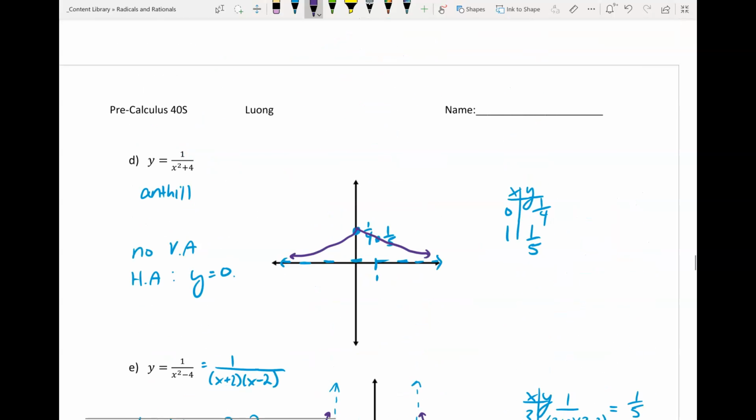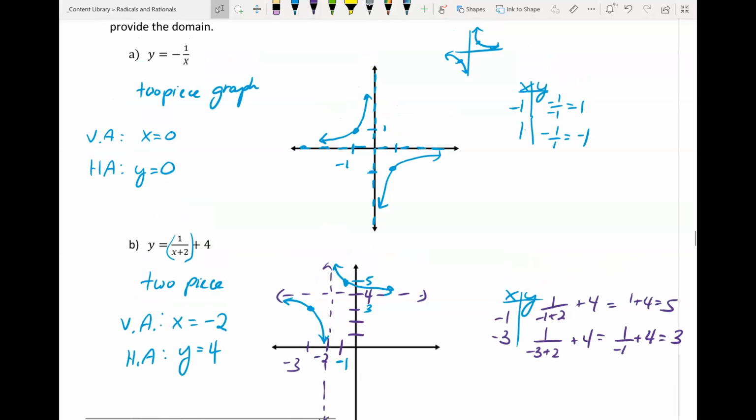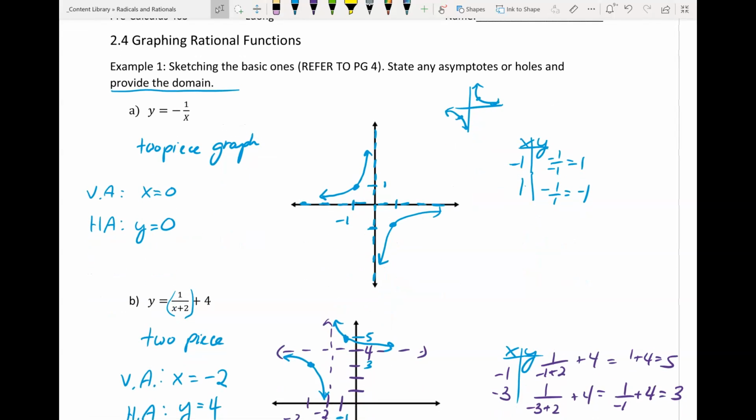Before I can say we're done, I'm going to find the domain for each of these. So that was actually in the original question. It says provide the domain. So going back to example 1, you always look at your vertical asymptote to see what your domain could be. So you can state your domain as -infinity to 0 and 0 to infinity. Or you can say in set notation that x is an element of the reals such that x can't be 0.